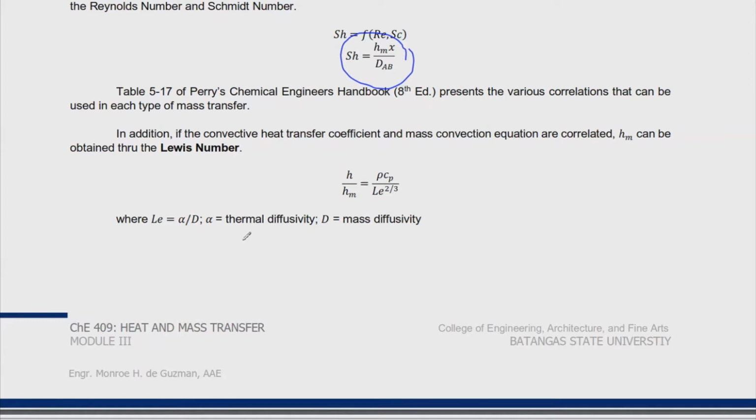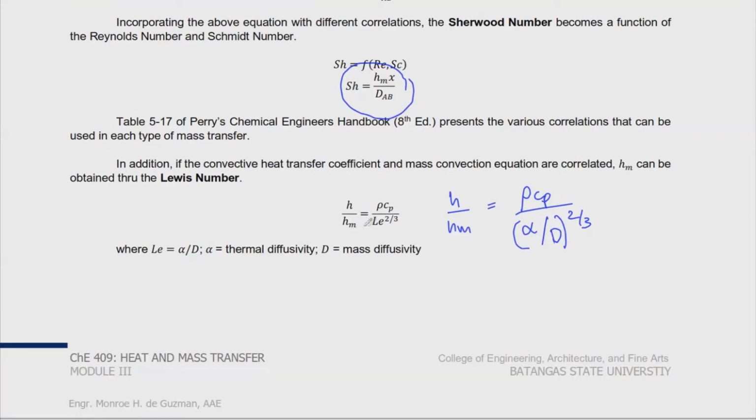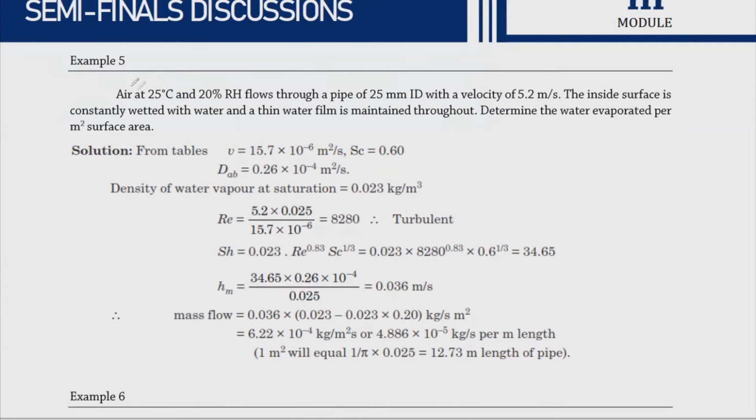So you can also rewrite this expression in terms of h over h sub m, and that is equal to density times Cp divided by the ratio of the thermal diffusivity to the mass diffusivity, and then you raise this to 2/3. So that's one expression of the Lewis number in terms of the convective mass transfer coefficient and the convective heat transfer coefficient. Now let's have this problem. If we have air, and that's 25 degrees Celsius, so that's our T.